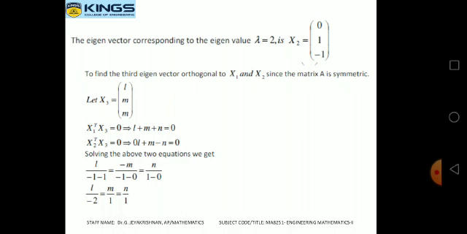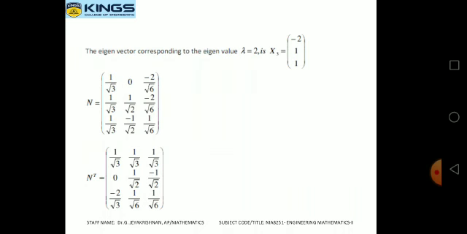Okay, right? Now, we have to find the third eigenvector. The eigenvalue is repeated, but the given matrix is a symmetric matrix. Therefore, we find the third eigenvector by the following method. Let x3 equal to (l, m, n). x1 transpose into x3 equal to 0: l plus m plus n equal to 0, and x2 transpose into x3 equal to 0: 0l plus m minus n is equal to 0. We find the third eigenvector using the above two equations by the cross multiplication method. Solving the above two equations, we get l by 2, m by 1, n by 1. Therefore, the third eigenvector x3 is equal to minus 2, 1, 1.